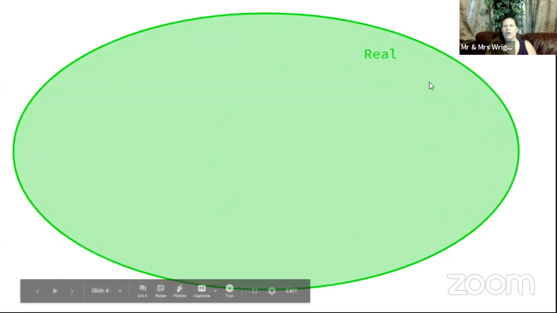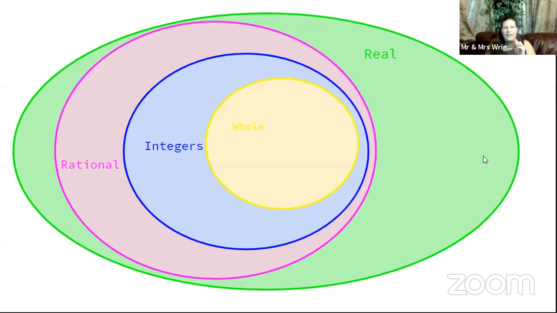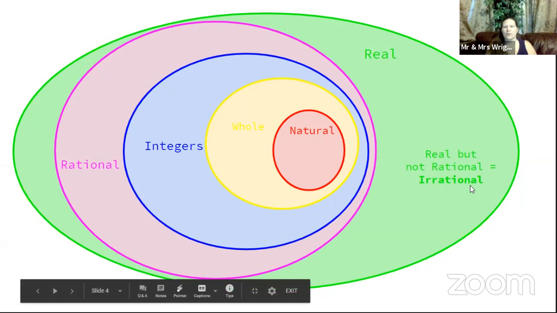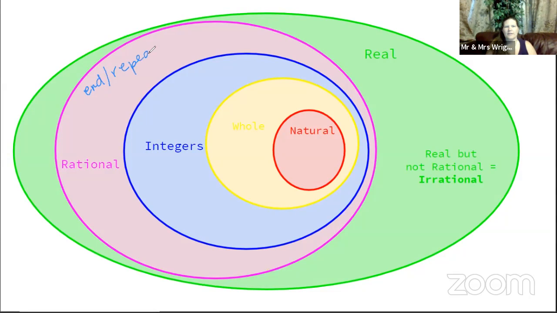So remember, we have all real numbers. I've gone ahead and colored this in so we can see what I'm going to be talking about here. And real includes every single one of those except for the imaginary that we talked about in the past. So all of these are a part of the real. So what's left, this green circle that's left, is where the irrational numbers fit in. They are real numbers, but they are not rational. And if you remember what we said, rational numbers have decimals that end or repeat.